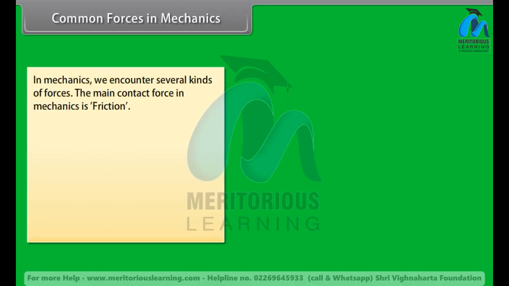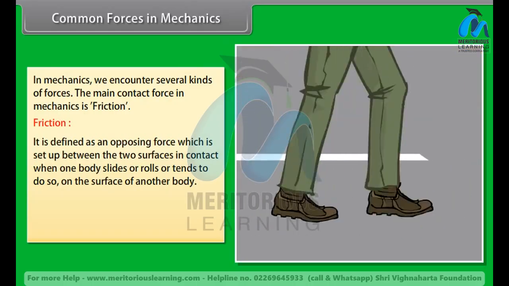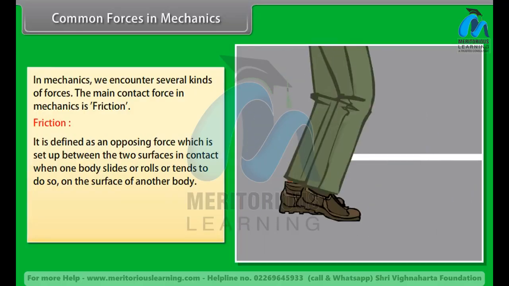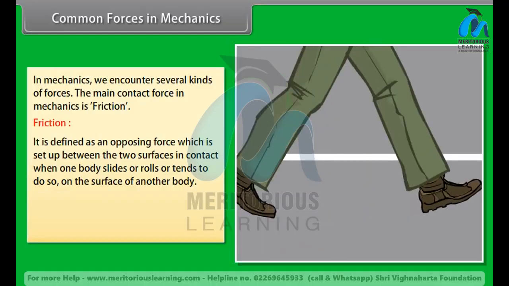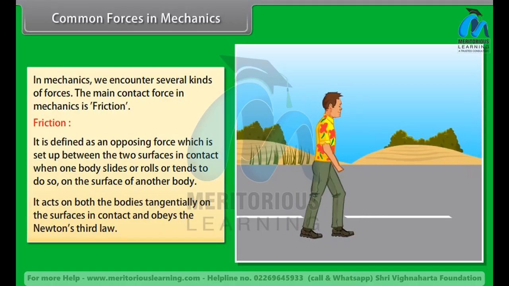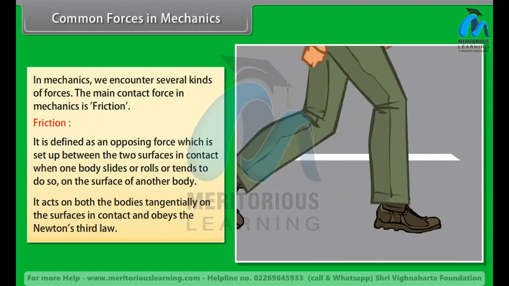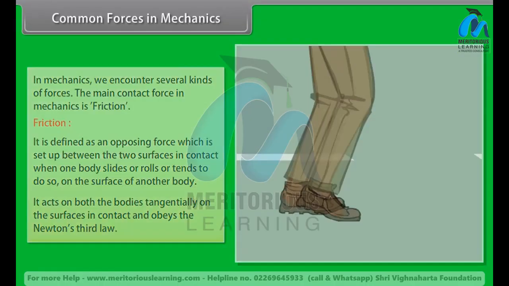Common forces in mechanics. In mechanics, we encounter several kinds of forces. The main contact force in mechanics is friction. Friction. It is defined as an opposing force which is set up between the two surfaces in contact when one body slides or rolls or tends to do so on the surface of another body. It acts on both the bodies tangentially on the surfaces in contact and obeys Newton's third law.